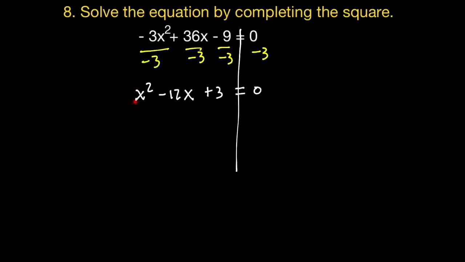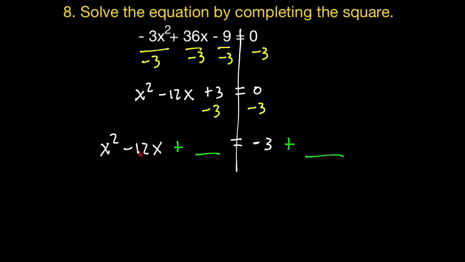Now that my leading coefficient is 1, I can begin to complete the square, but before I do that, I'll move the constant to the other side of the equation, so I'll subtract 3. And now I have x squared minus 12x equal to negative 3. I'll begin to set this up for completing the square.